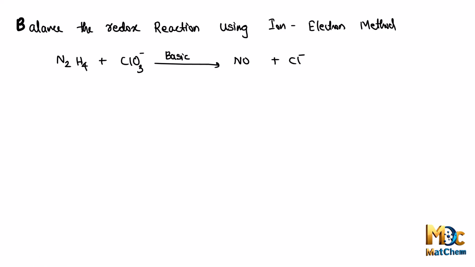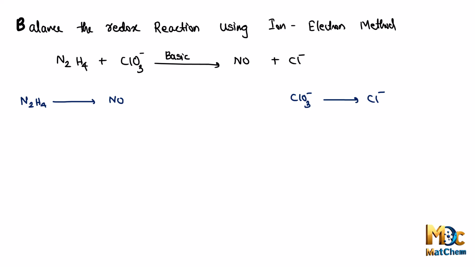The first step is that you need to separate the reactions into two half reactions. That means you can write it as N2H4 giving NO, and another reaction as ClO3 minus giving Cl minus. In the ion-electron method, you can identify which is the oxidation reaction or reduction reaction by taking the oxidation number.